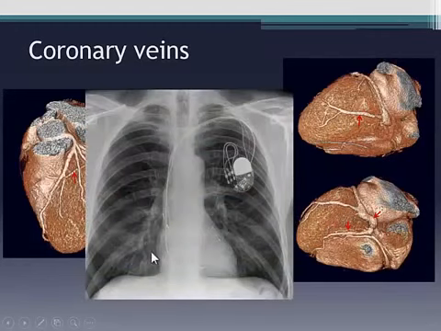Okay, so this is just an example of somebody with a biventricular pacemaker. You know it's a pacemaker, not an ICD, because they're thin lines. We've got one that goes up into the right atrium. This is obviously in the right ventricle. And then this is the one that lies in the coronary sinus. So that should be slap bang against the lateral wall.